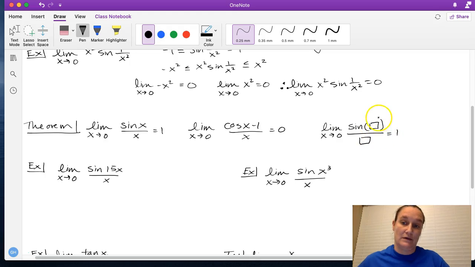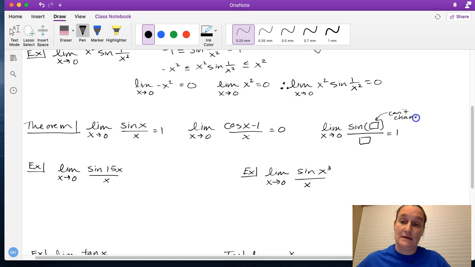In graduate school, the professor that I was a teaching assistant for used to say sine of cow over cow. It doesn't matter what's here, they just have to match. Okay, now the deal is you can't change this.